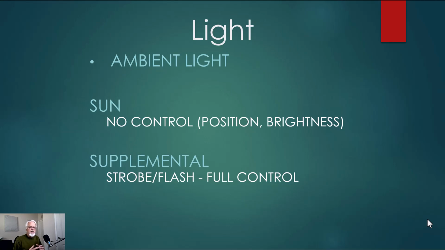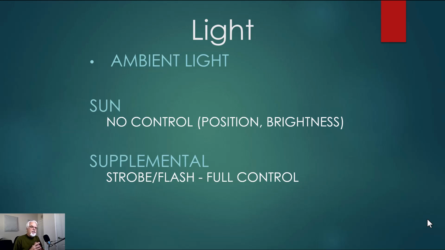Now we'll talk about light very briefly. Every day we have light, or at night we don't have light unless we make it. When it comes to ambient light, you have the sun. You have zero control over the sun's position. You have zero control over what angle that sun is shining light on your subject. And you have zero control on how bright it is. So you use your own tools to control the brightness of the flash and so on.